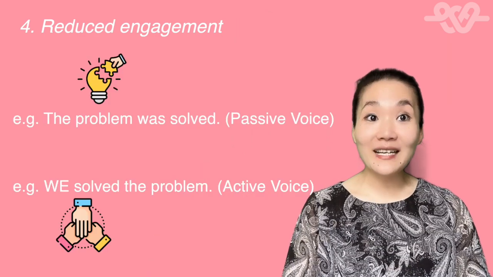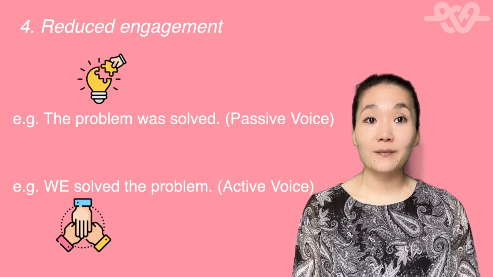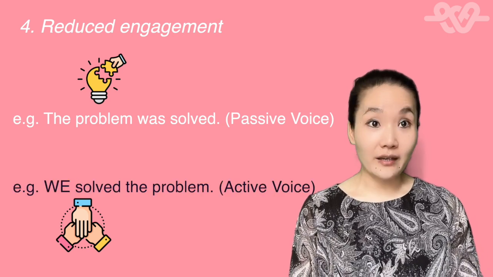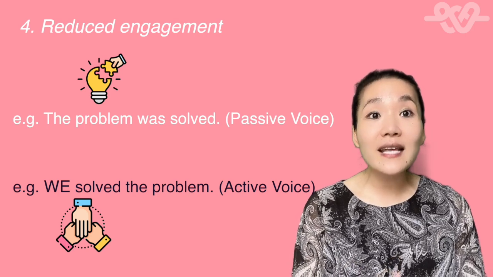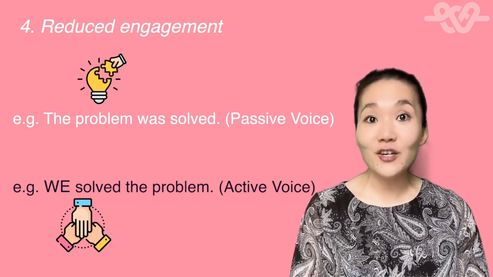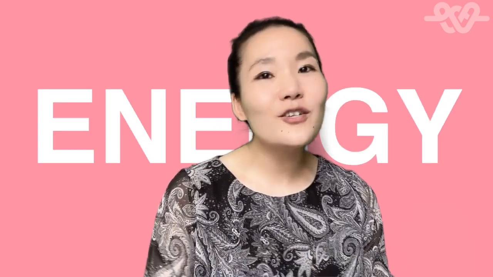Using passive voice excessively can lead to a lack of engagement with your readers. Active voice, on the other hand, is more direct and engaging, creating a sense of involvement and connection. That's why it's important to strike a balance and choose the active voice when it suits the situation. Active voice brings clarity, directness, and a punch of energy to your writing. It's like adding a splash of color to a painting.